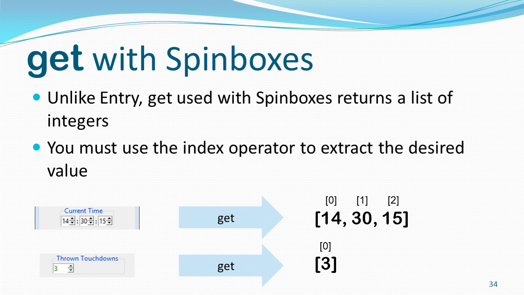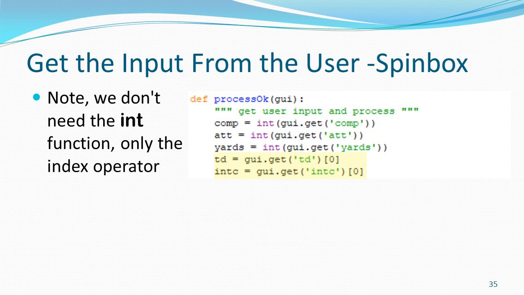For our examples, for the touchdowns, we're going to use the get, and it's still going to return a list of a single integer. So if we want that integer, we have to use the index operator of 0. So here's how we get the touchdowns and the interceptions. We're using GUI.get on the respective tag, but then we have to apply the index operator of 0. Again, you do not need the integer function.